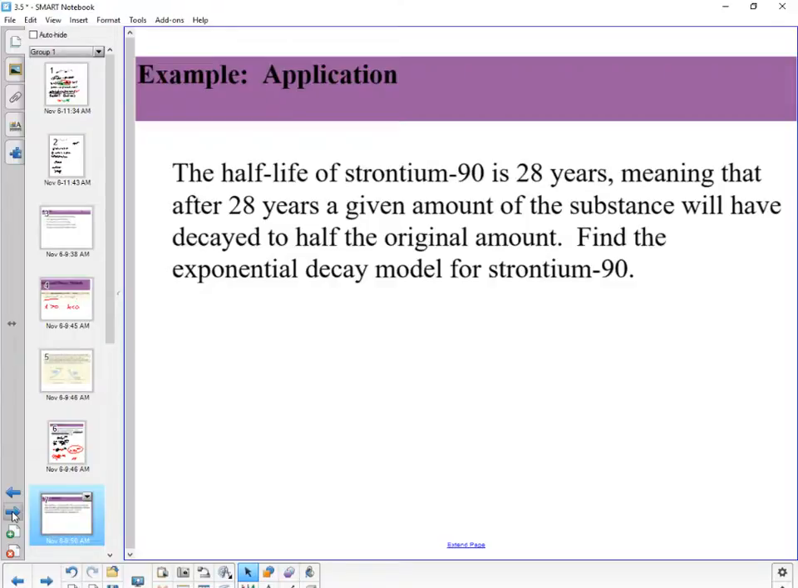I don't even know how to say it. Strontium. Is the T silent also? No, it's there. Strontium. Chromium, chromosome. Stop making fun of us, chemistry kids. No, that's cool. Go, go, go.